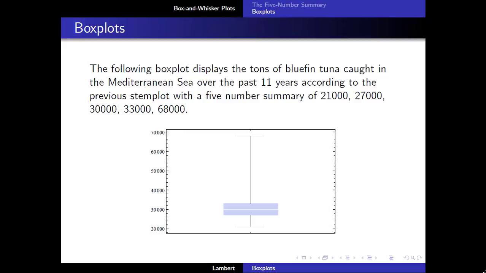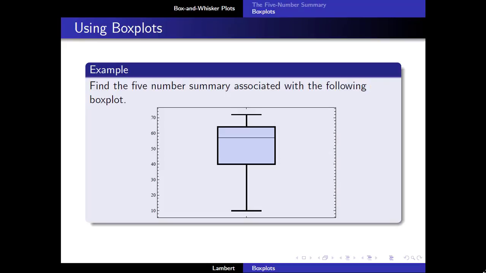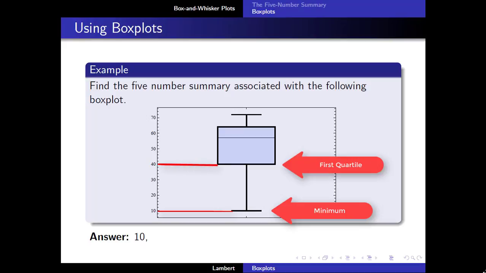So moving forward, let's see if we can go in the other direction and take a box plot and gather some information about it. If we wanted to find the five-number summary associated with this following box plot, where do we go? Well, start at the bottom of the box plot and draw the line over to our left and see what value that corresponds to. So our first value is going to be 10. And moving up, we start now at the rectangle. Draw our line to the left once again, and we see our value is approximately 40. So we have 40 right there.